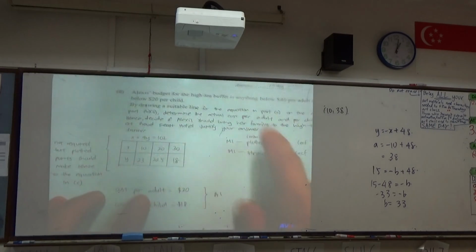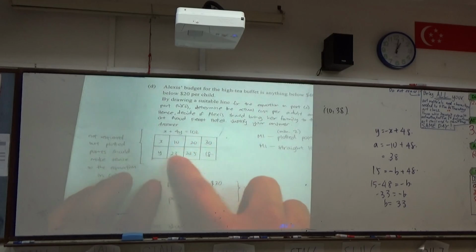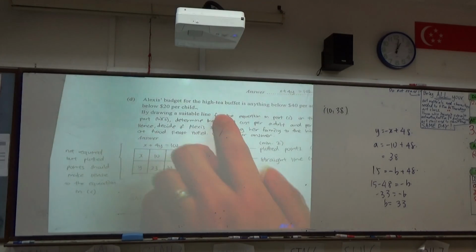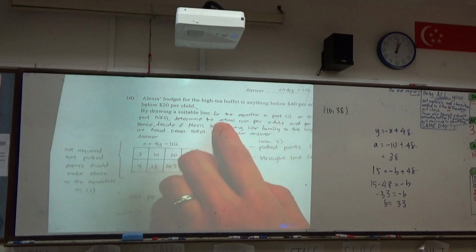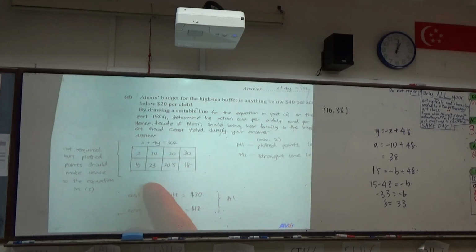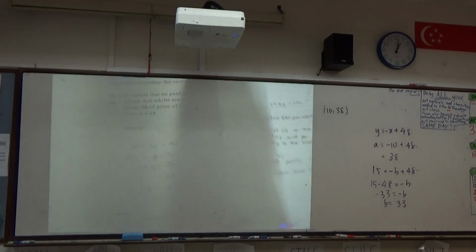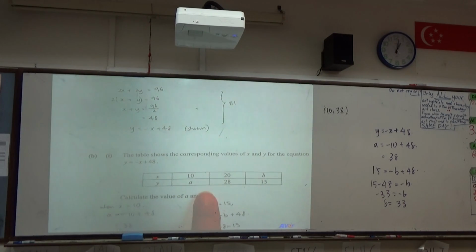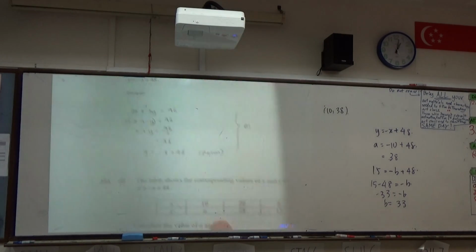Okay, sorry, this one is my handwriting. You're supposed to draw a line. Listen, you want to listen or not? You want to draw the line. To draw a line, you need to have a table, just like what you did in part 1. You just draw a table so that you can plot your points.